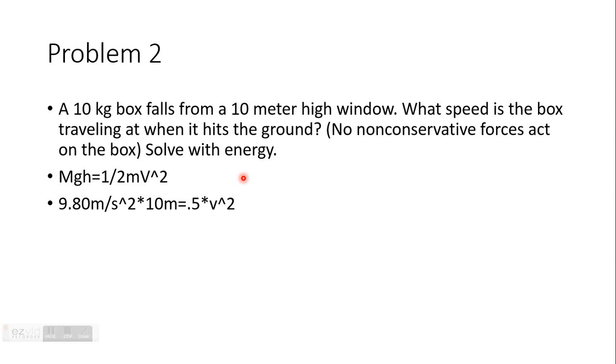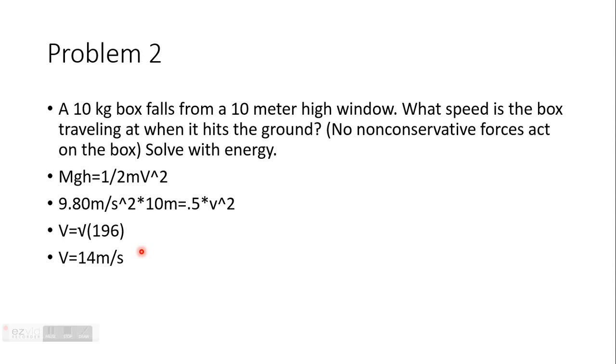So 9.80 meters per second squared times 10 meters is equal to 0.5 times the velocity squared, because the m canceled on both sides. We simplify this equation, and the velocity is equal to the square root of 196, which is 14 meters per second. So the box would be traveling at 14 meters per second when it hit the ground.